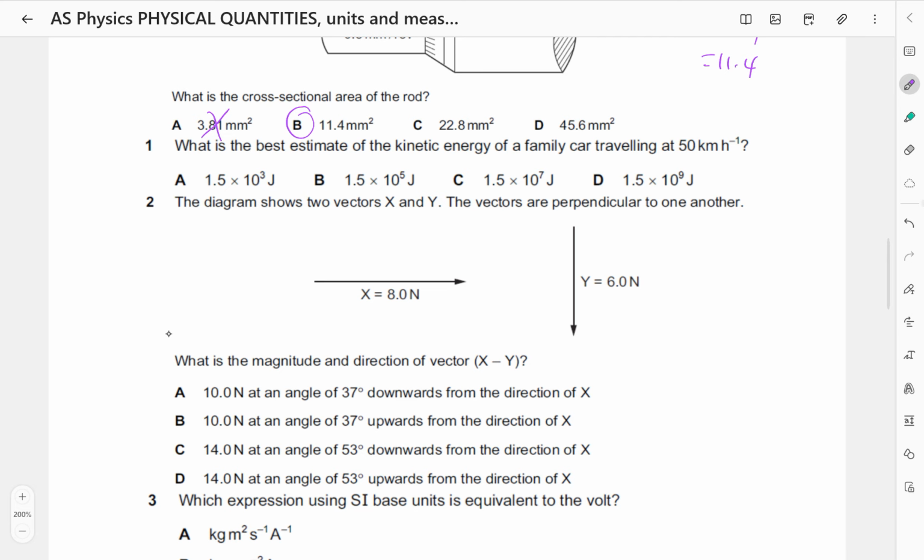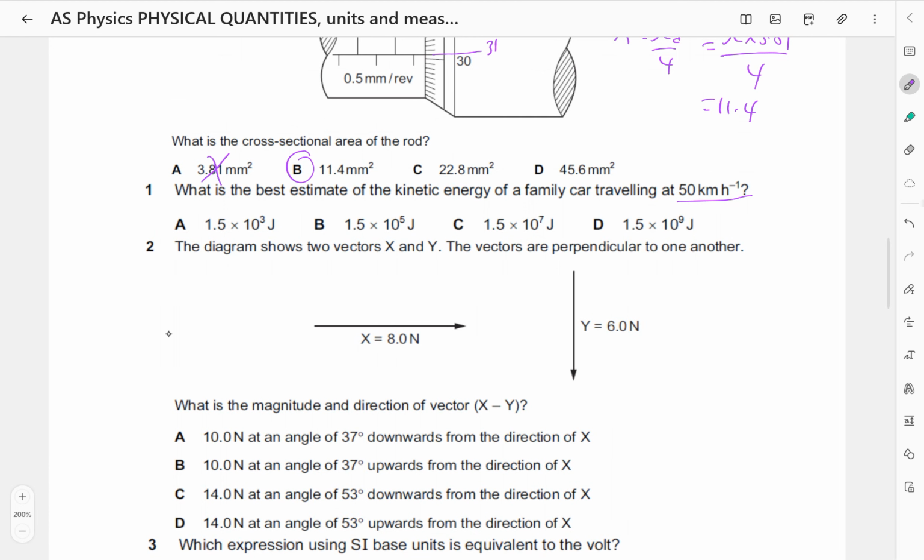What is the best estimate of the kinetic energy of a family car traveling at 50 kilometers per hour? So we have the speed. We just use the energies to check a reasonable mass. I will just check one, and I think reasonably this is the answer. Let's check if the mass it gives us is reasonable.